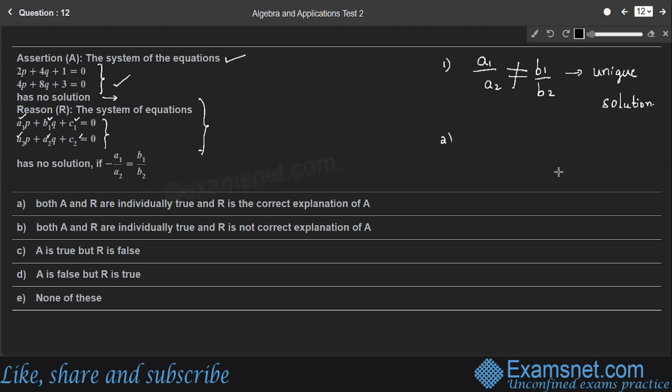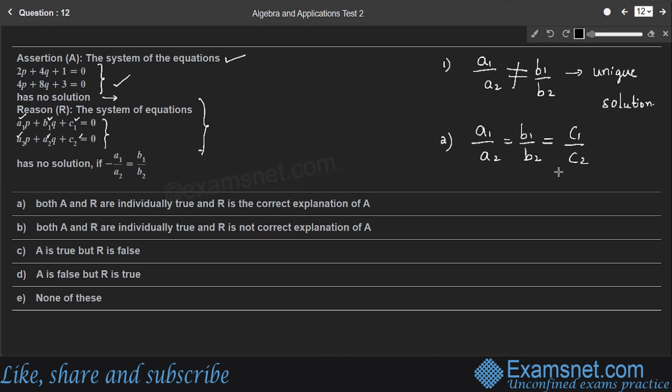The second rule says if A1 by A2 is equal to B1 by B2, right? So the two ratios are equal, right? Which in turn is equal to C1 by C2, right? So the ratios of the corresponding coefficients are equal.